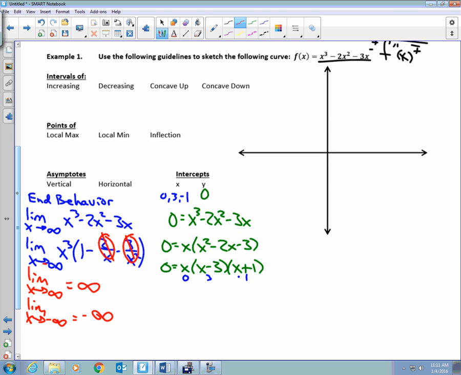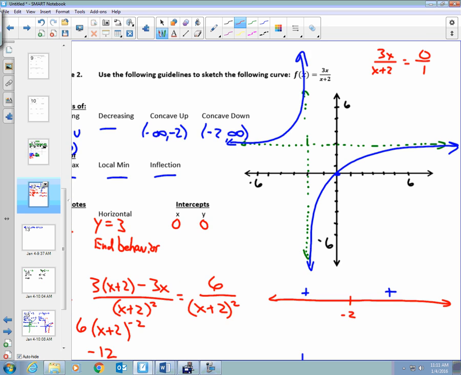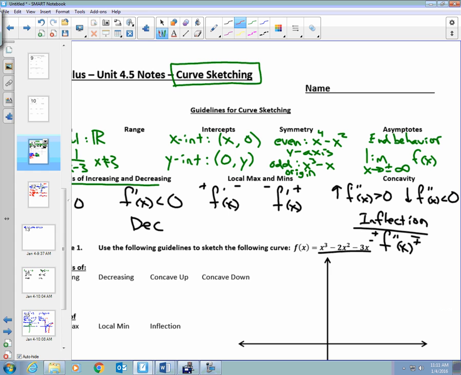All right, so that's stuff that we've learned before. Horizontal asymptote, I wrote it there, but there is not a horizontal asymptote in this situation, nor is there a vertical one. But there is end behavior. In the next example, we do have a horizontal and vertical asymptote. We'll do that when we get back from lunch.